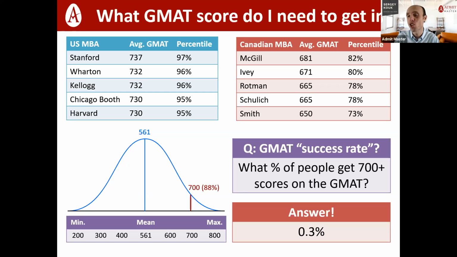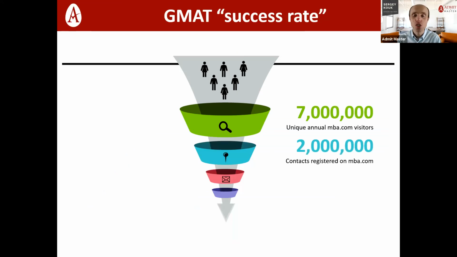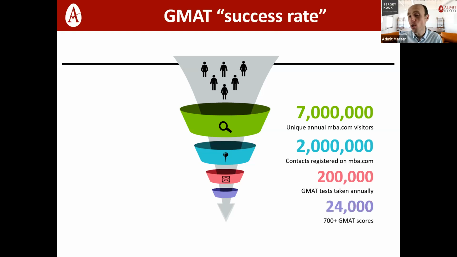So that's a common trick the GMAT plays. Every year, about 7 million people decide to study for the GMAT. 2 million people actually register on MBA.com in order to take their GMAT. The only step that's left is for them to pull up their credit card number and actually register for a test. Out of these people, only 10% will do the test, 90% won't. And of them, only 12% will actually do the test. I find it quite shocking.